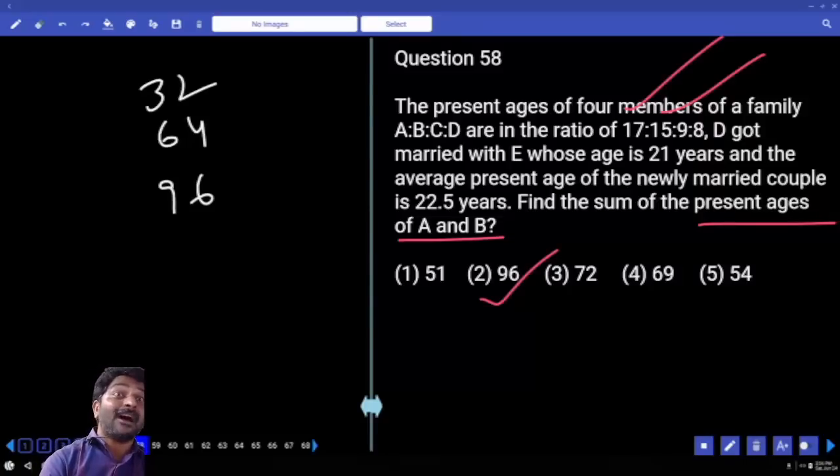Age cannot be in halves, right? Understood? It has to be a perfect multiple.